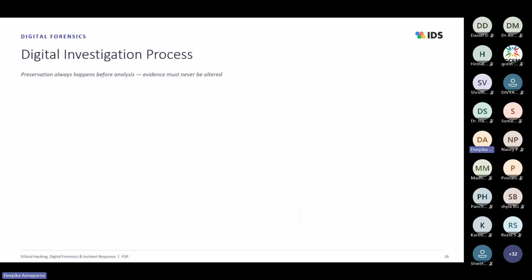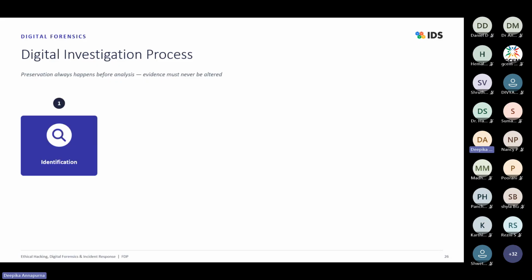What is the digital investigation process? How can it be done? So till now we understood what digital evidence is, right? So how do investigators actually conduct an investigation? Okay, the first step is called identification. What do you mean by identification? The investigators will try to identify the system which was involved in the incident.